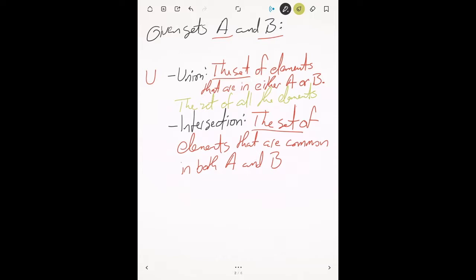And the intersection is really the common elements. So what elements are in A and B together? Which ones do they have in common? And remember, union has this capital U symbol. Intersection has this upside down U symbol. Sometimes students call it a lowercase n. It's really just an upside down capital U.